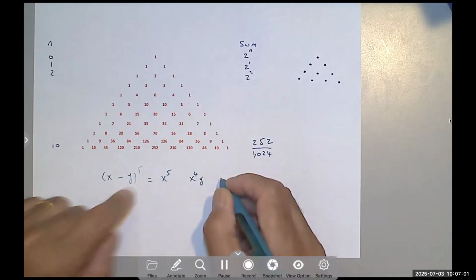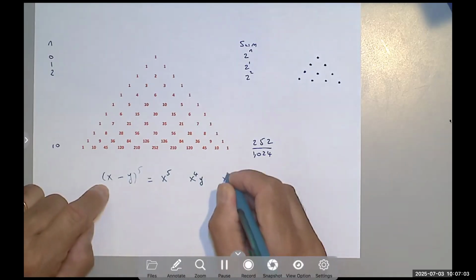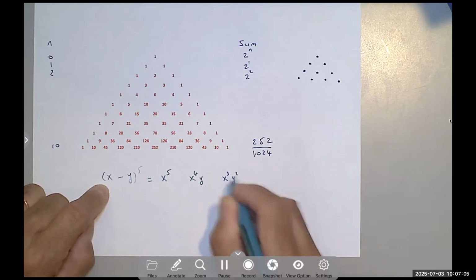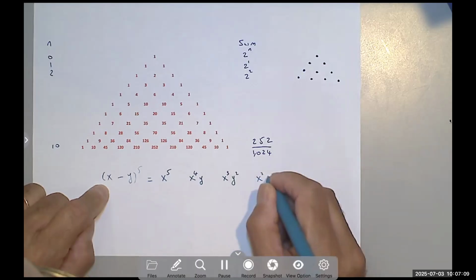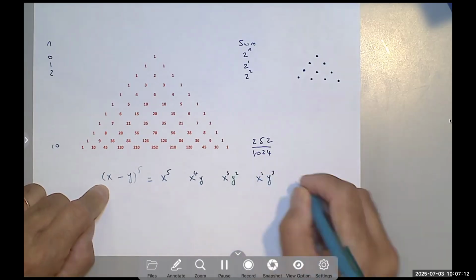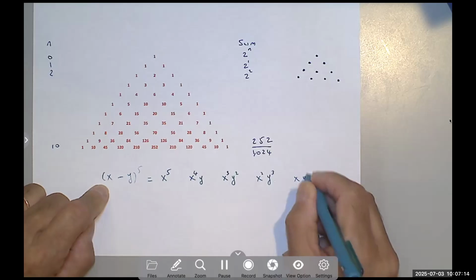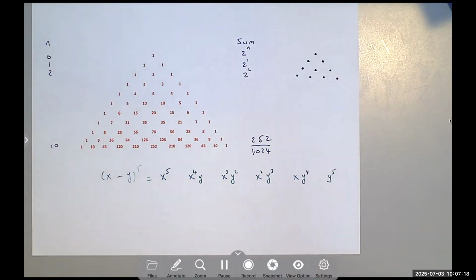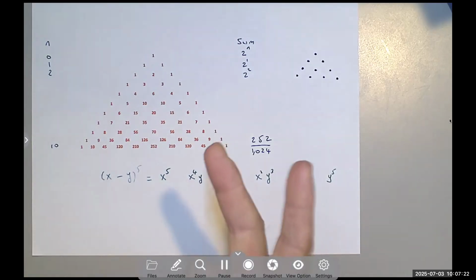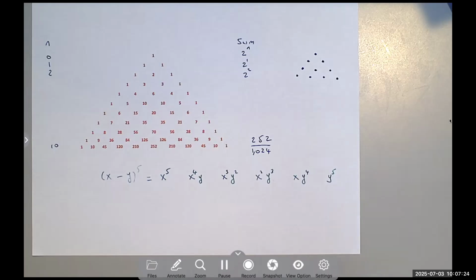And then I will have an item that has x cubed y squared. Notice 3 plus 2 is 5. And then x squared y cubed. And then x y to the fourth, and then y to the fifth. So they have to be 6 elements. Think of x plus or minus y squared. You get 3 elements, right?